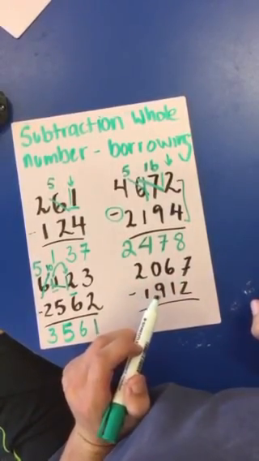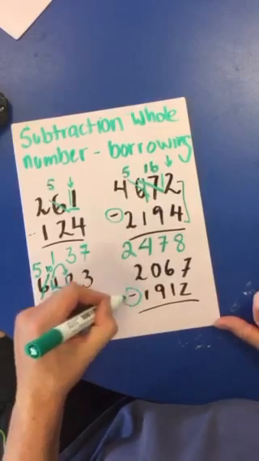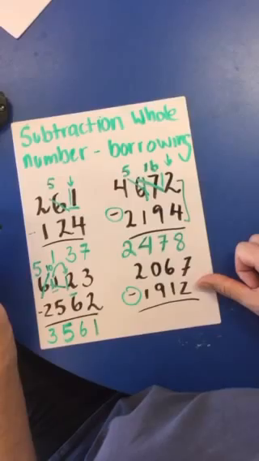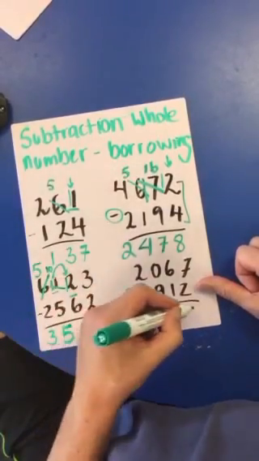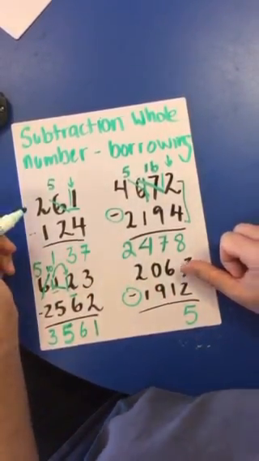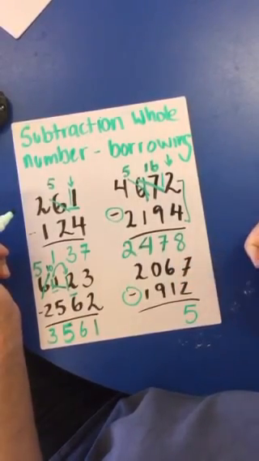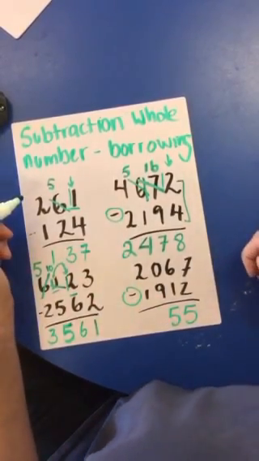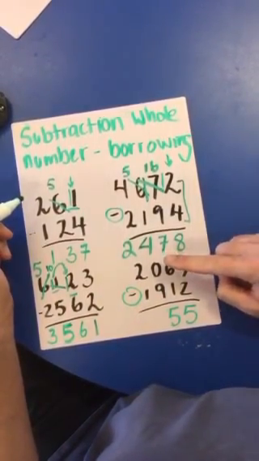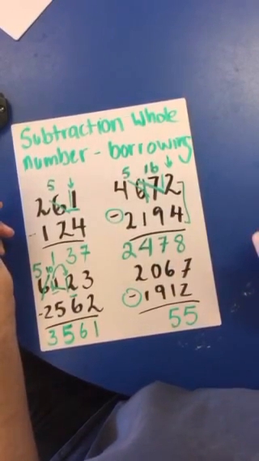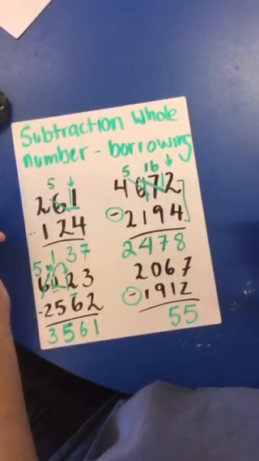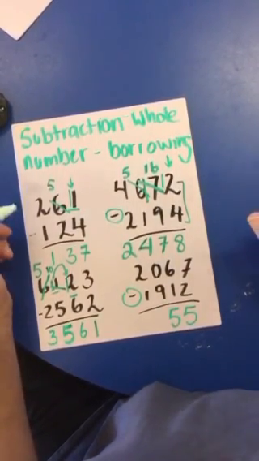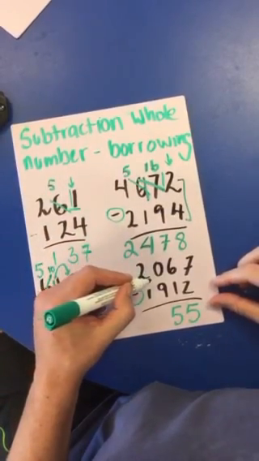2,067 subtract 1,912. My question is, is the 7 larger than the 2? The answer is yes. The question is, is the 6 larger than the 5? The answer is yes. So far, so good. Is the 0 larger than the 9? And the answer is obviously no. It's smaller. So I have to borrow from the thousands column just here.